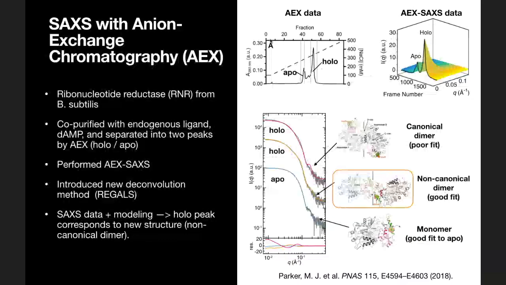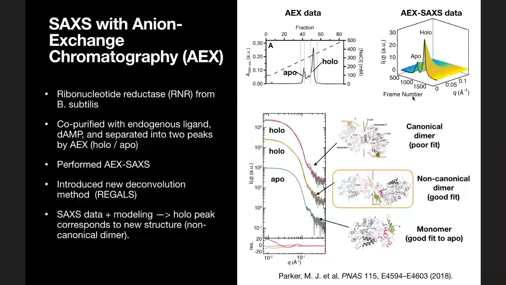Now, our collaborators had collected data on this ribonucleotide reductase enzyme from B. subtilis, and this is the AEX-SAXS, or the regular AEX data that they collected. So this dashed line is showing the NaCl gradient, and you can see that there's sort of multiple peaks coming off of this column, and they determined that these different peaks corresponded to different ligand states of the enzyme. So it was co-purifying with some ligands, and those are labeled holo and apo. So they wanted to know what those states were structurally, so we decided to try AEX-SAXS, and this is the sort of data set we got, and you can also see that there's a couple peaks.